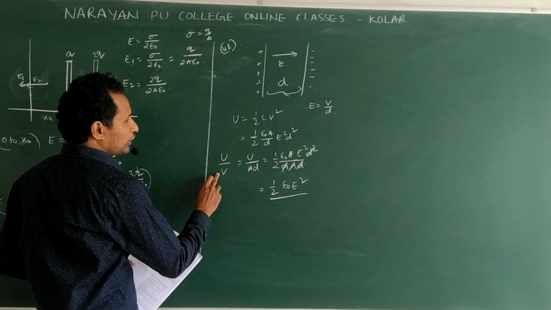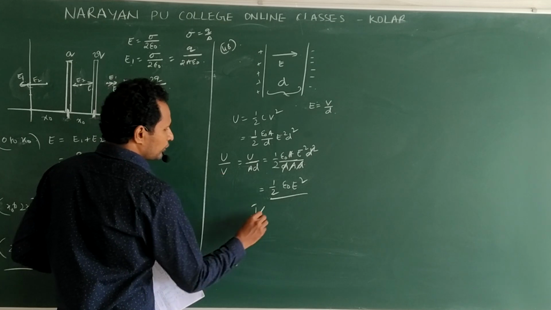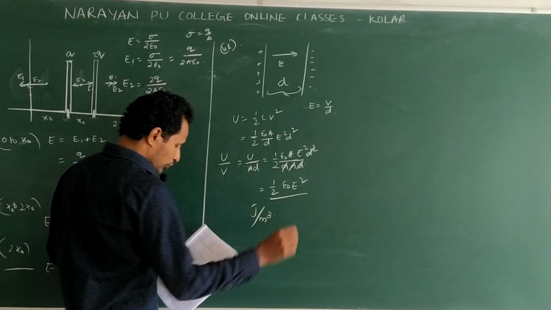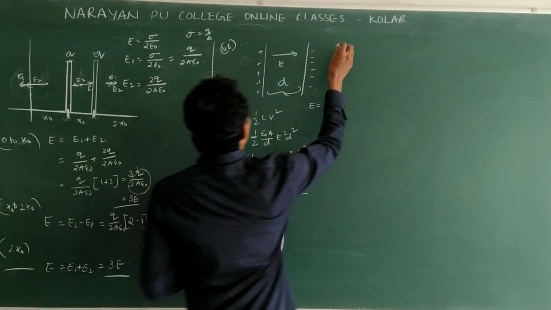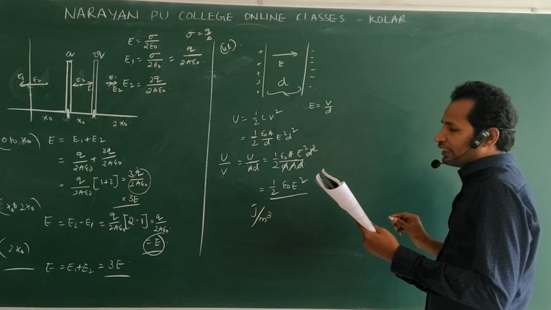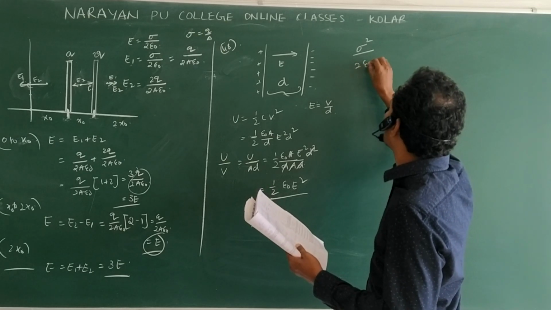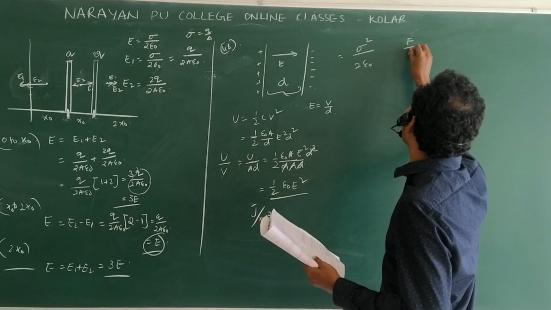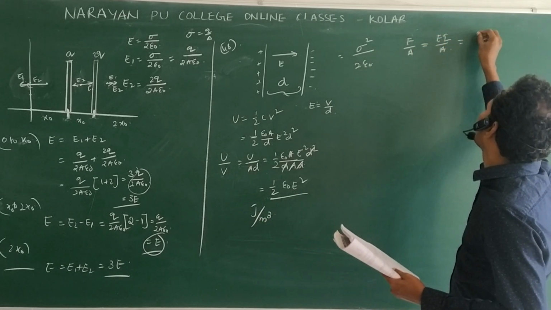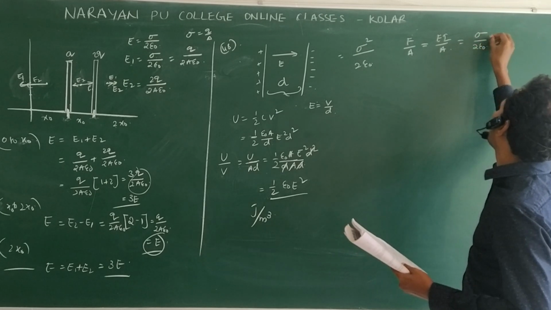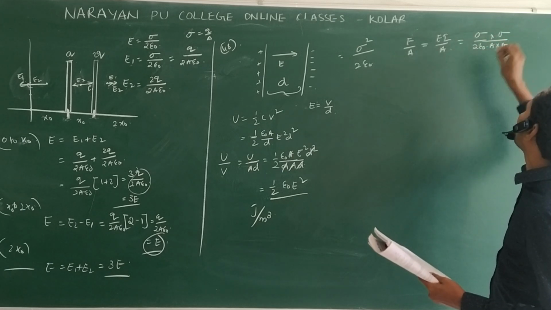So this is energy per unit volume. The unit is energy in joule, volume in meter cube. So this is for the first option, and the second one is pressure. Sigma square by 2 epsilon naught. If we follow F by A, F is equal to what? E Q by A. E is what? Sigma by 2 epsilon naught. Charge we can write as sigma by A into A.